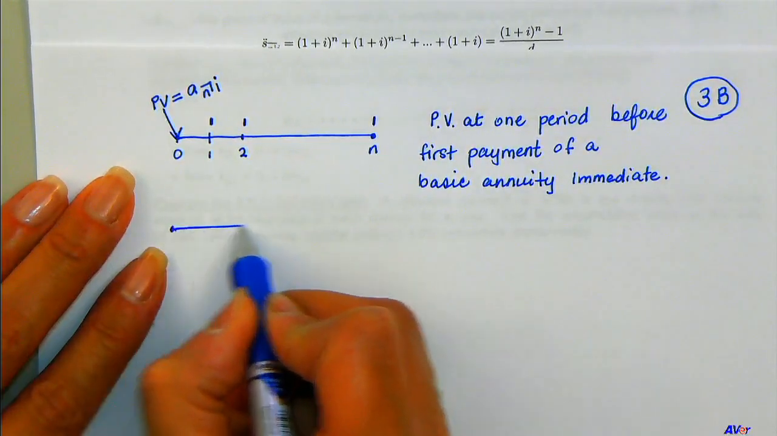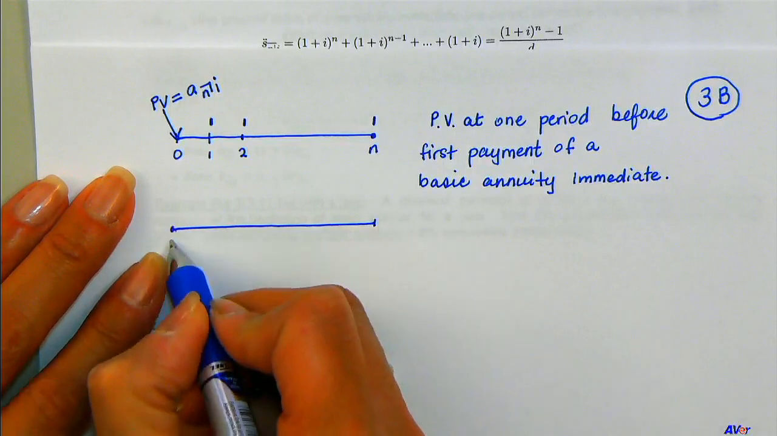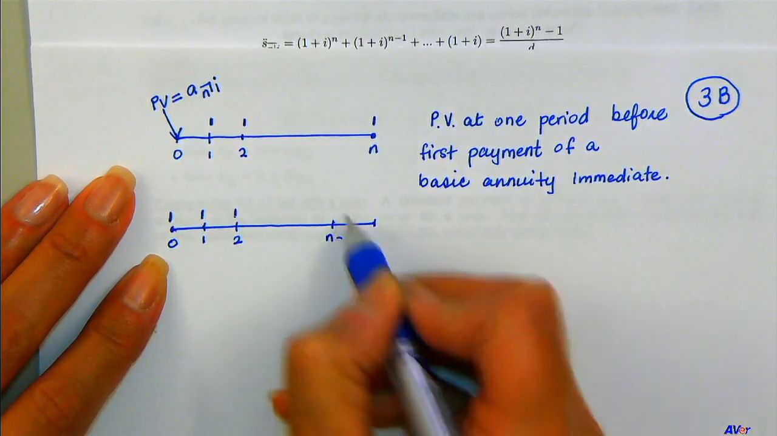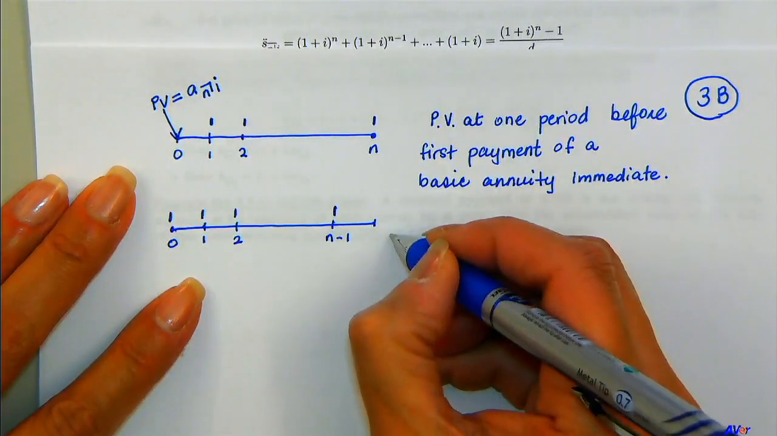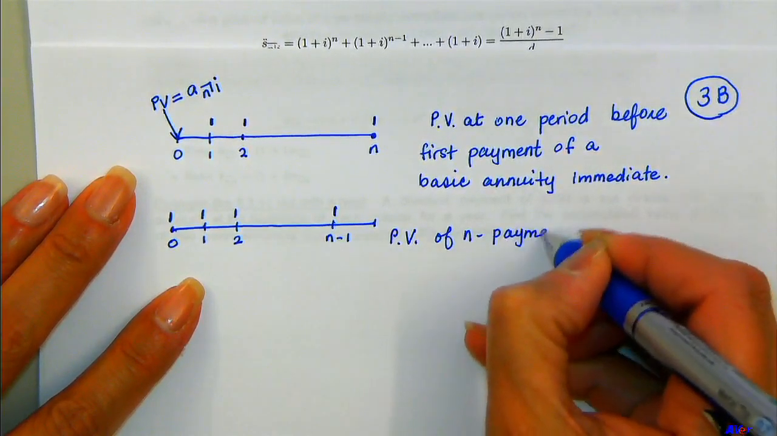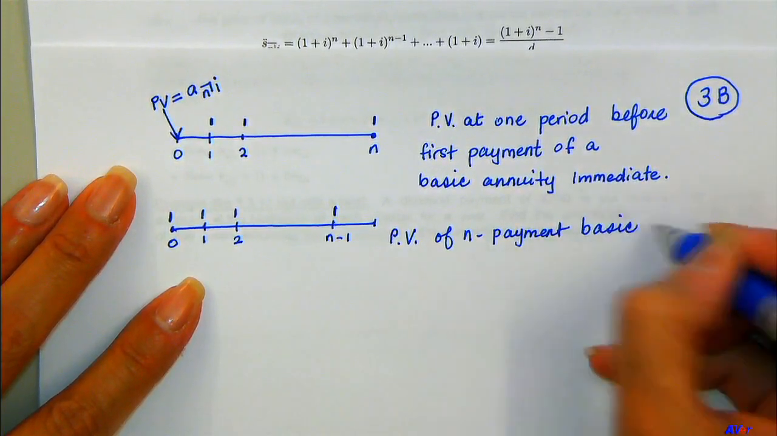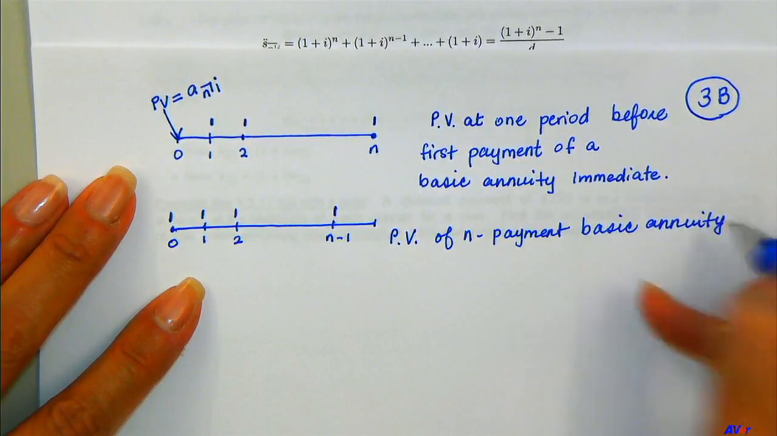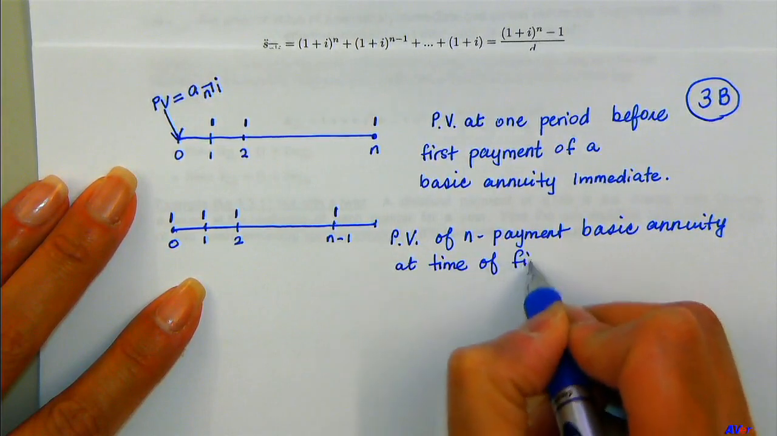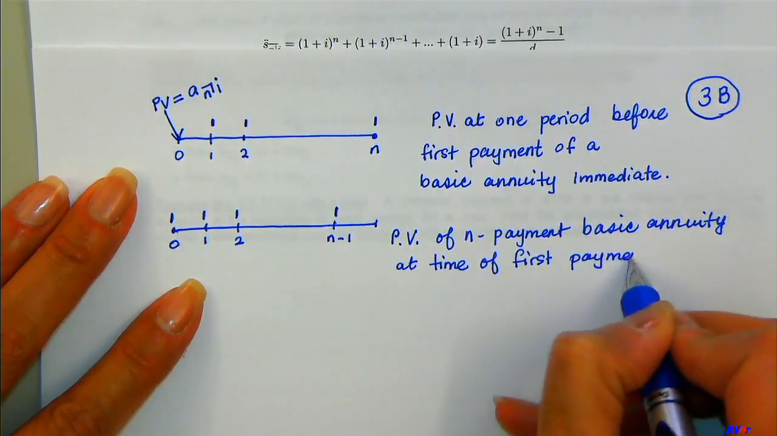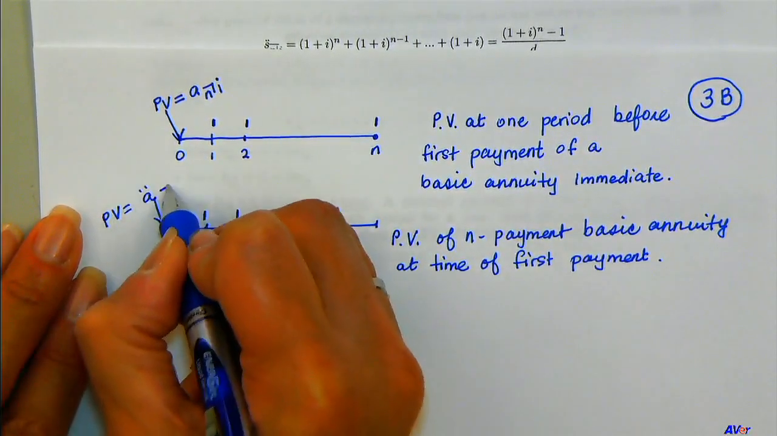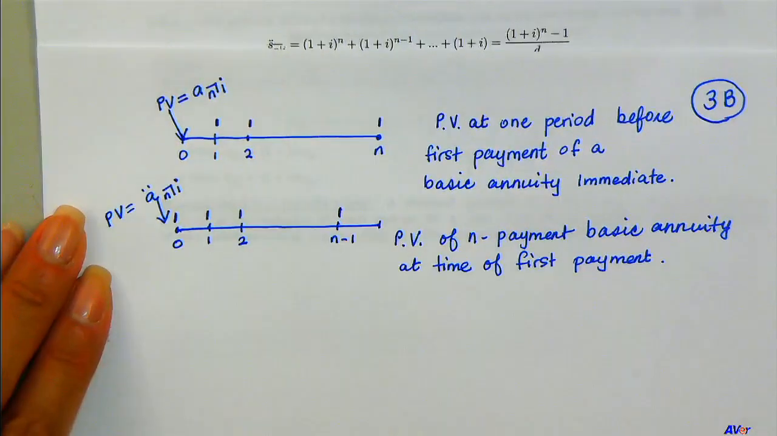And 0, 1, 1, 1, 2, 1, n minus 1, 1 is the present value of n payment basic annuity at time of first payment. And this present value is called a double dot angle n I, as we just saw.